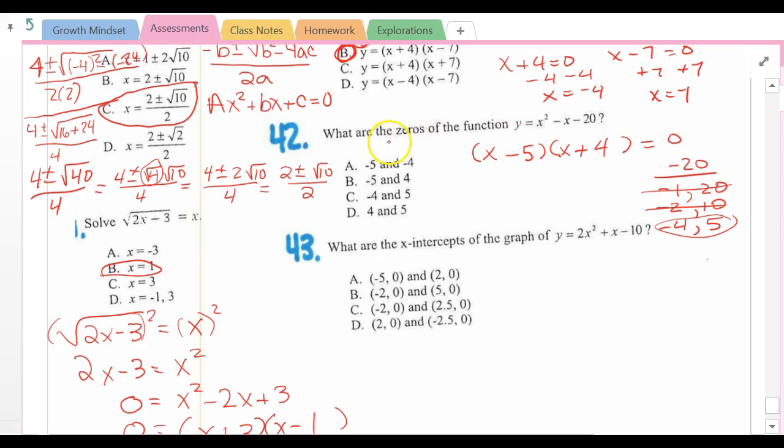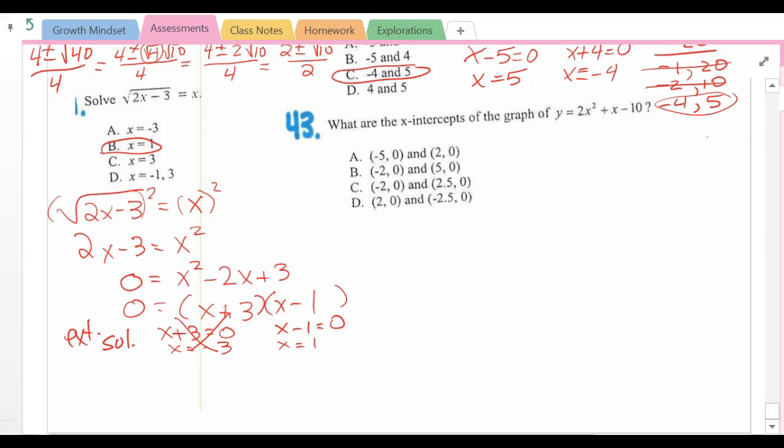So now I want the zeros. This is where I have to take each one of these and set it equal to 0. So this equals 5 and this equals -4. So +5 and -4.